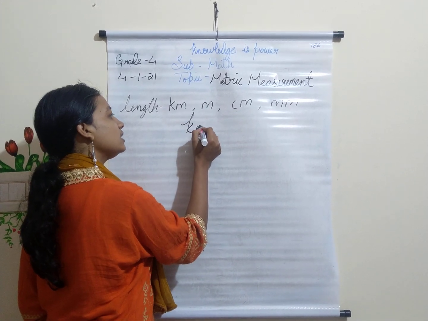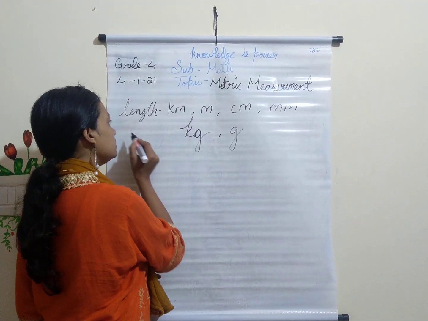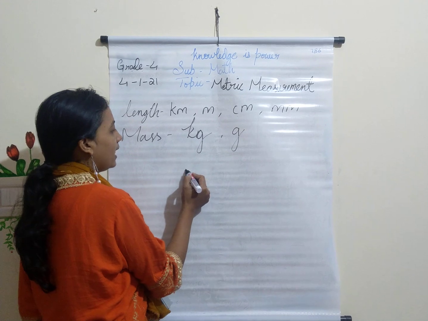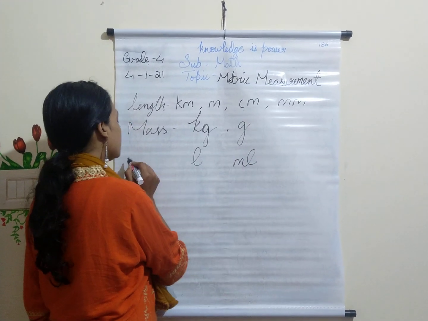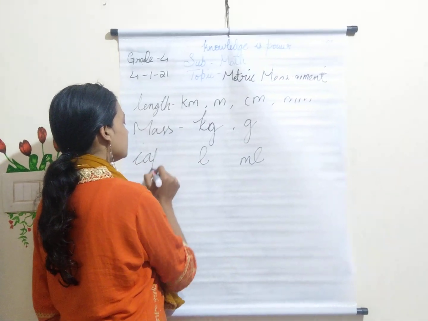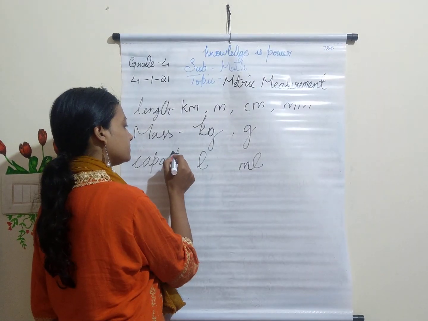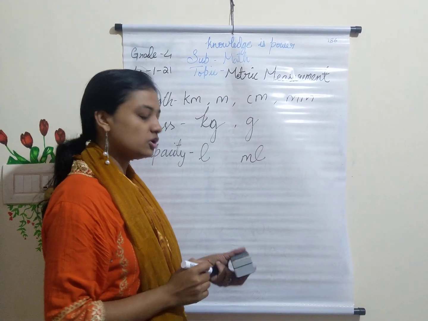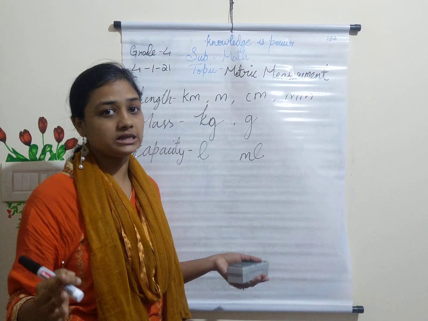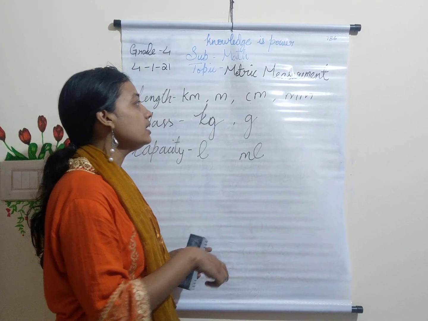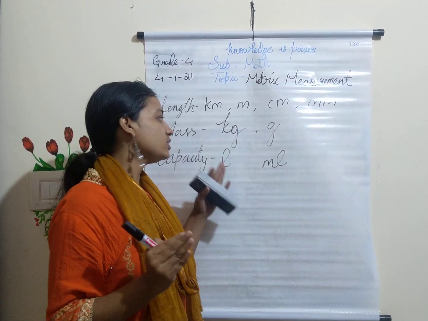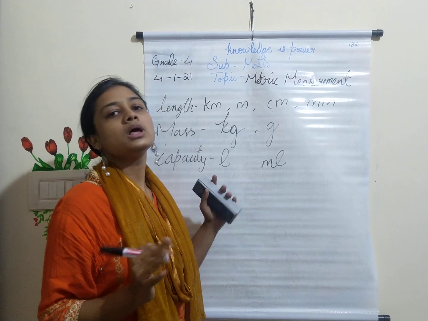Similarly, you would have learned kilogram and gram are used to measure mass, or it is also called weight. And liters and milliliters are used to measure capacity of an object. All these things you would have learned in your previous classes. When you want to measure a very big distance, then you use kilometers. Similarly, when you want to measure a very big mass, you use kgs. And when you want to measure very big capacity, you use liters.